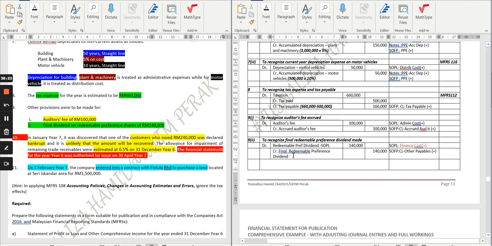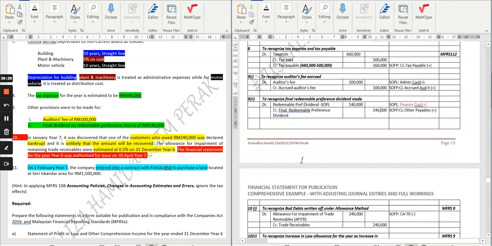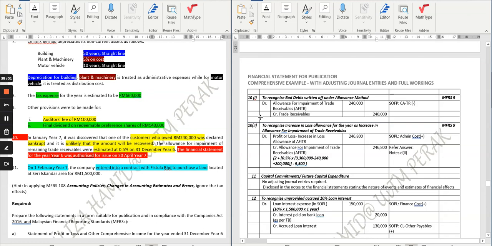And credit final redeemable preference dividend 140,000, that is given to you. The next item is number 10. That was to recognize the bad debts being written off. So the customer owed the company 240,000 and was declared bankrupt.